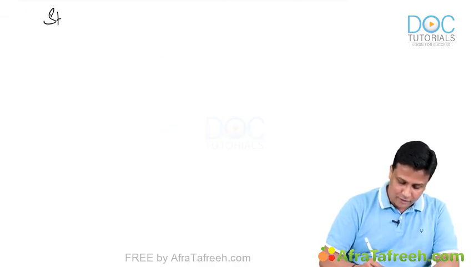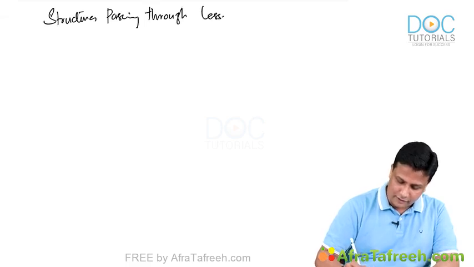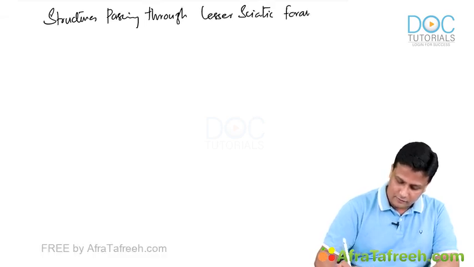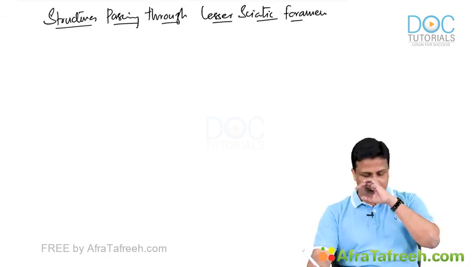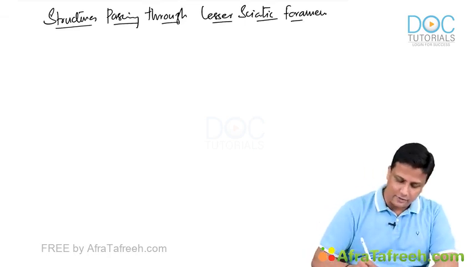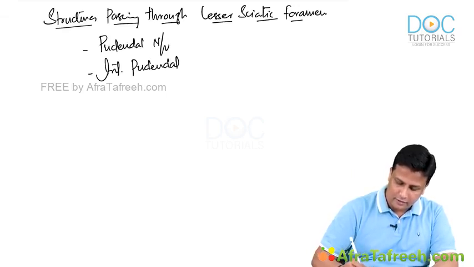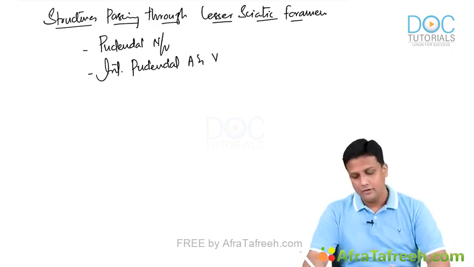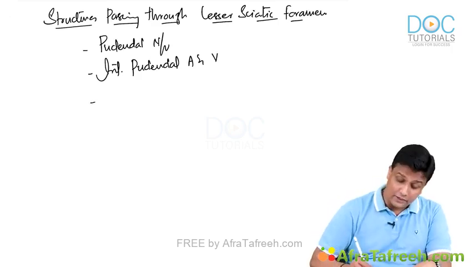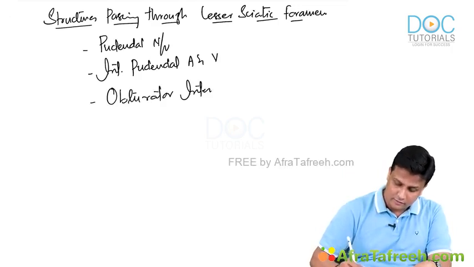So next topic, what are the structures passing through lesser sciatic foramen? The structures which are going to pass through the lesser sciatic foramen will be your pudendal nerve, and along with the pudendal nerve there will be internal pudendal artery and vein, that is internal pudendal vessels, guys. And along with that you even add there will be obturator internus tendon.